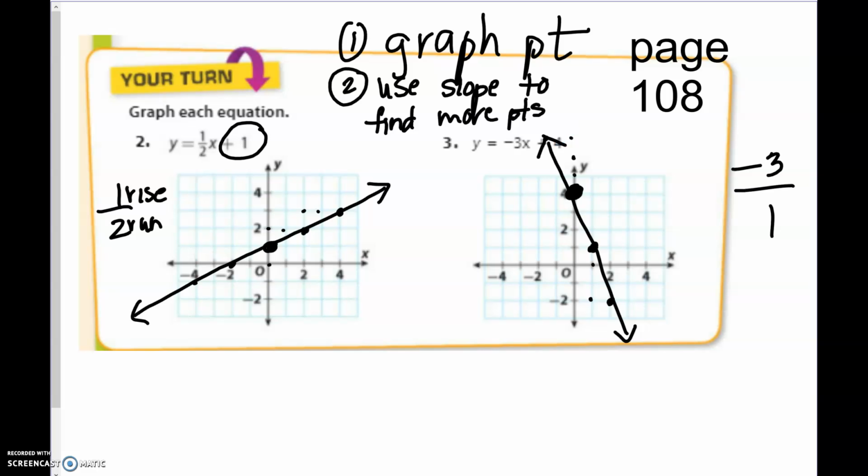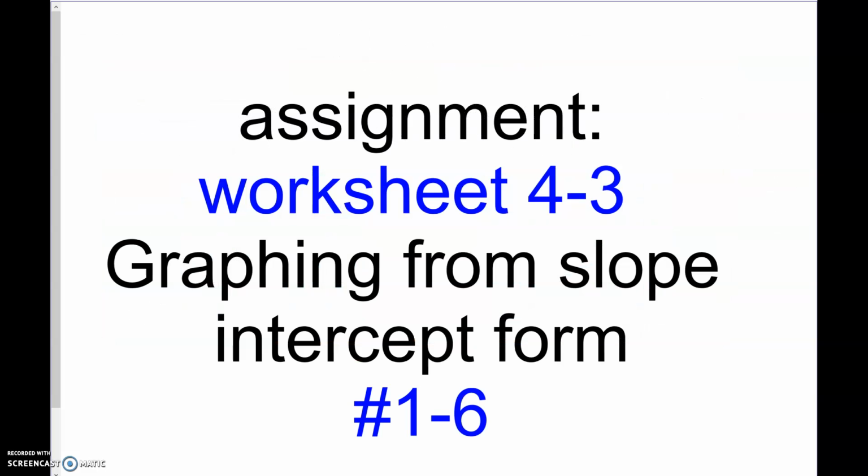All right, you should be ready for your homework now. Your homework is going to be a worksheet. You should be able to find that in your folder. I'd like for you to do some graphing. So do numbers 1 through 6. Good luck on your homework.